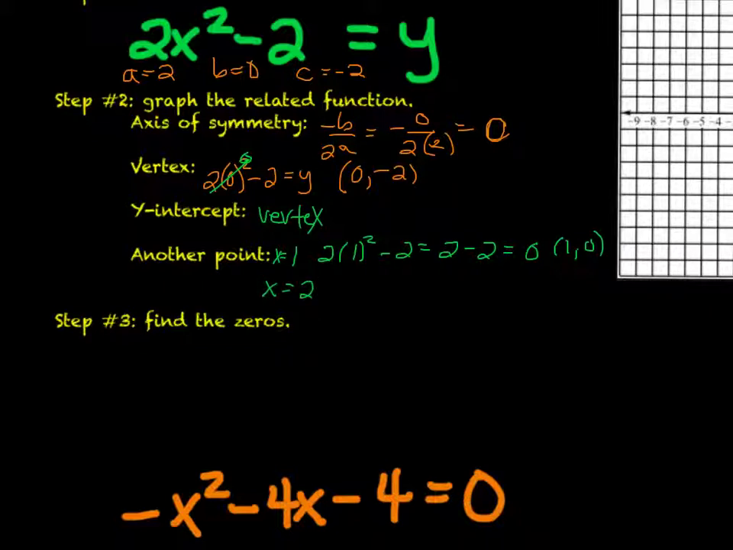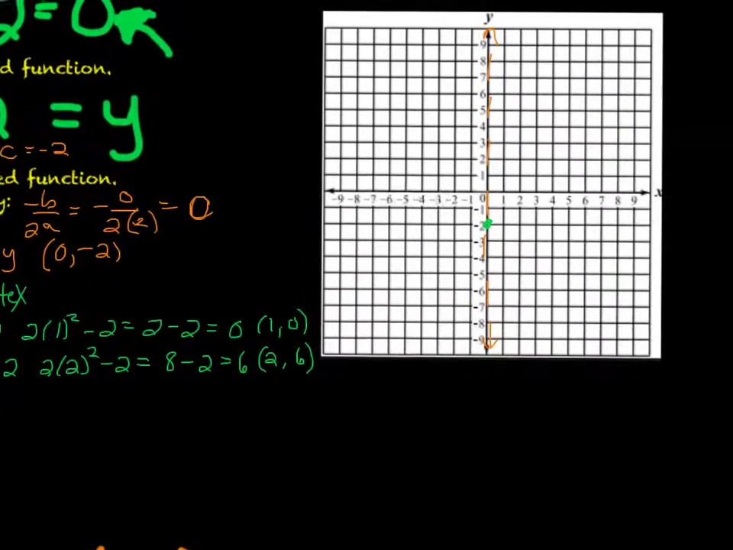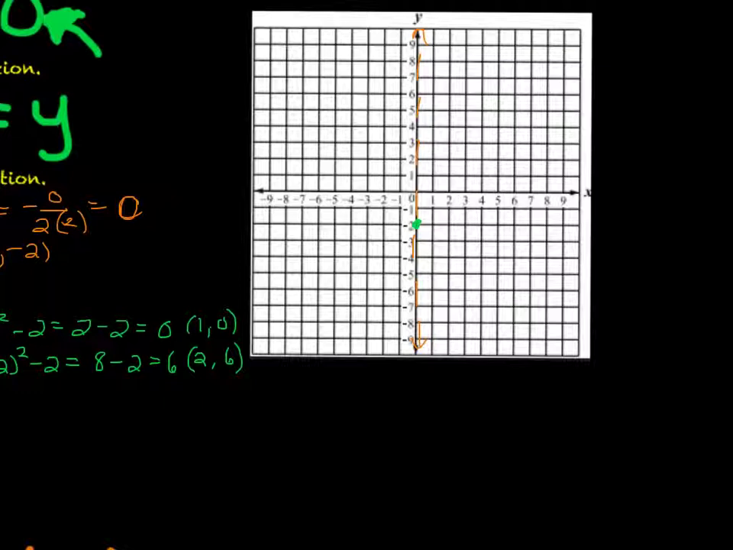Then the other point we can maybe find is when x is equal to 2. So 2 times 2 squared minus 2, that's what we're looking for. 2 squared equals 4, times 2 equals 8. Minus 2 is equal to 6, so we then have the other point, (2, 6). So now we can graph these 2 points.